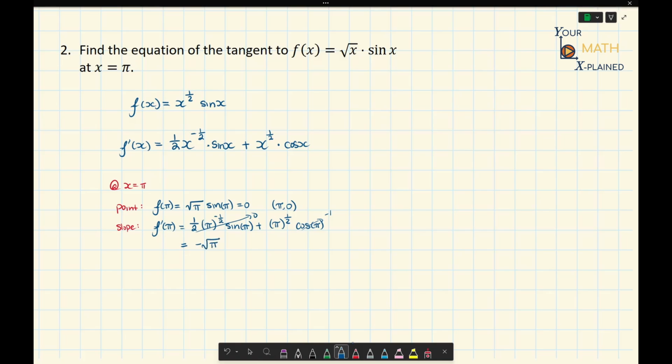And now that we have our point and our slope, we can use the point-slope form to write down the equation of the tangent. So the equation of our tangent line is going to be y minus 0 is equal to negative square root pi times x minus pi. And then we can just go ahead and simplify that a little bit, which becomes y is equal to negative root pi x plus pi root pi. And that would be the equation of the tangent line.